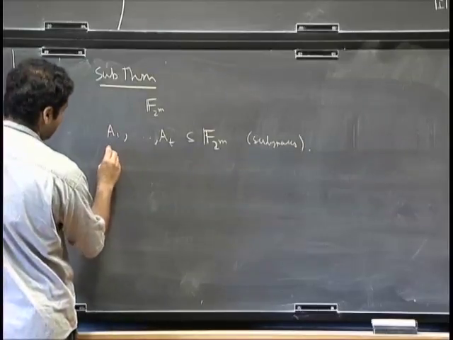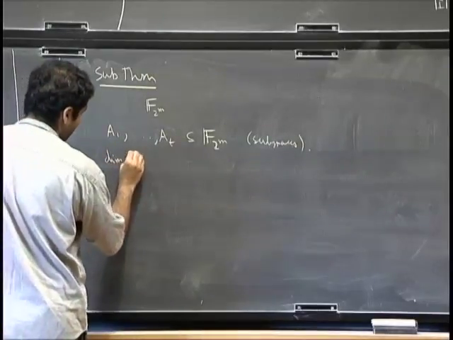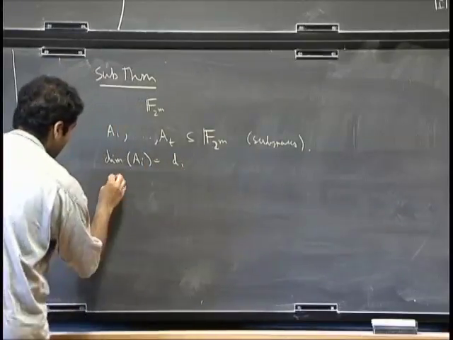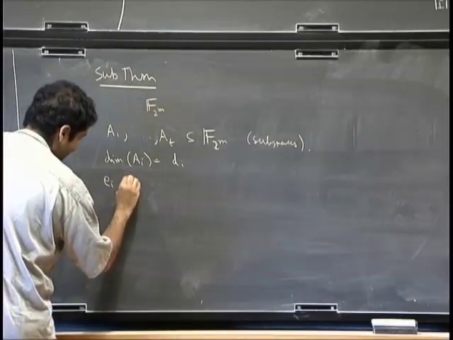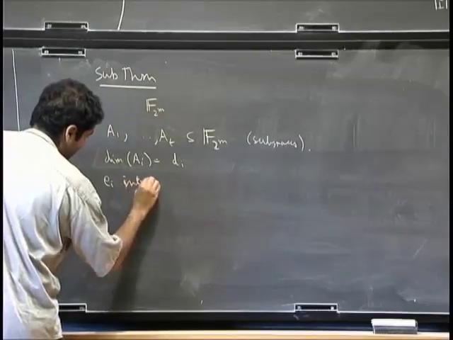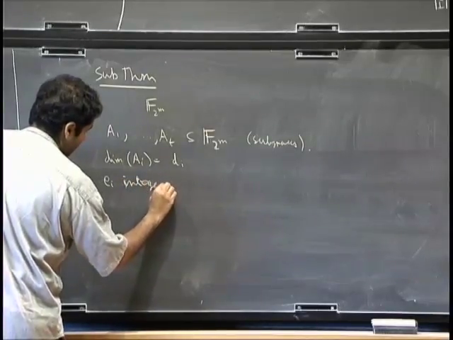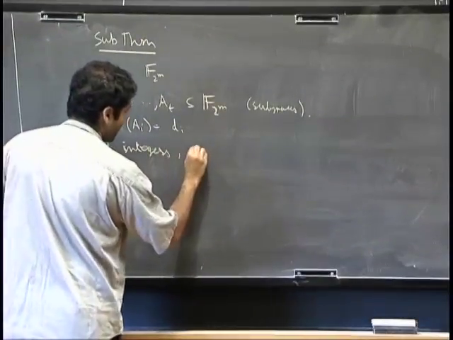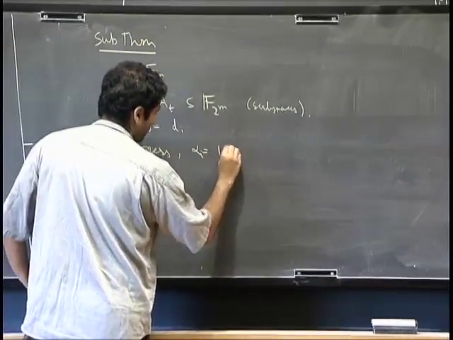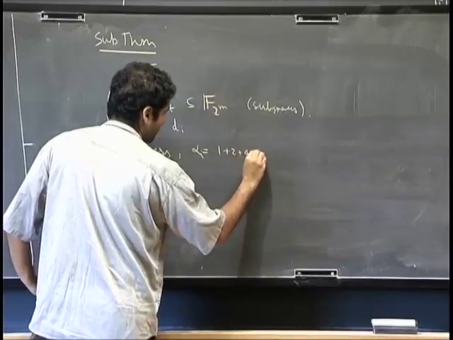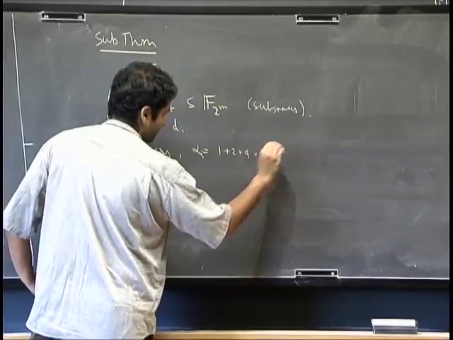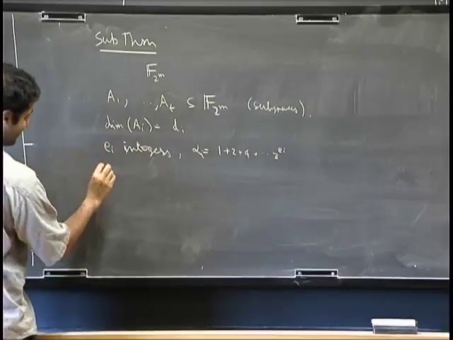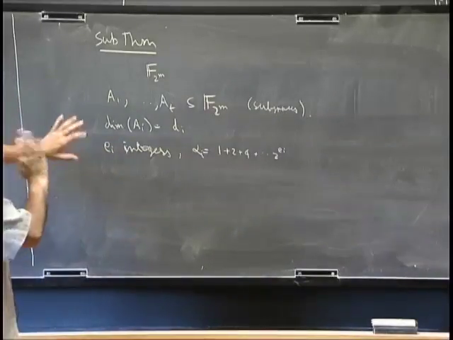Okay, dimension of A_i I'll call d_i, and then e_i's are going to be some integers, and I'll let alpha_i be equal to 1 plus 2 plus 4 etc. up till 2 to the e_i. Okay, so the setup looks formidable, but it's going to be really simple.